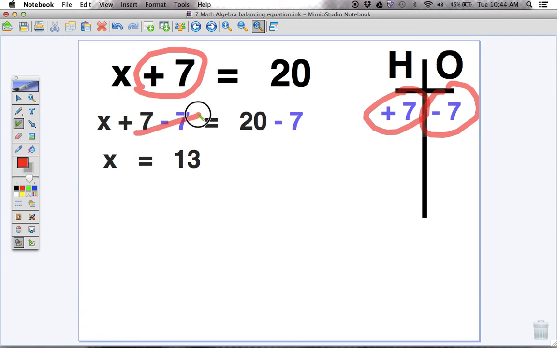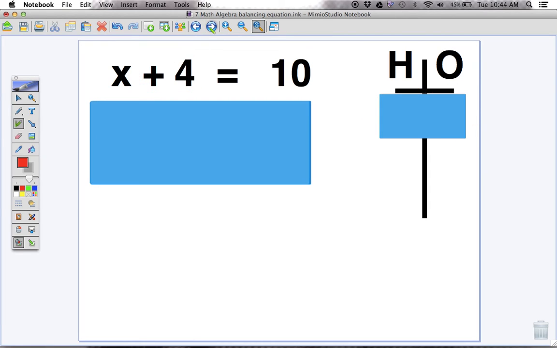These two are going to cancel out. If you add 7 and take away 7, it's 0, right? It doesn't make a difference. And then you can do the subtraction right here. 20 minus 7 is equal to 13. Let's look at another example.